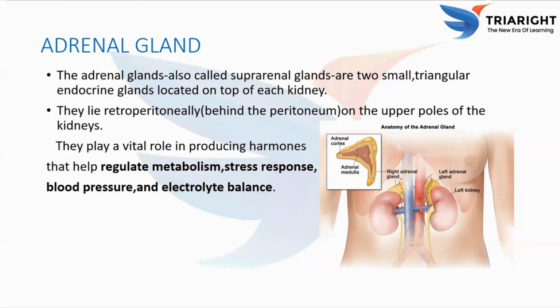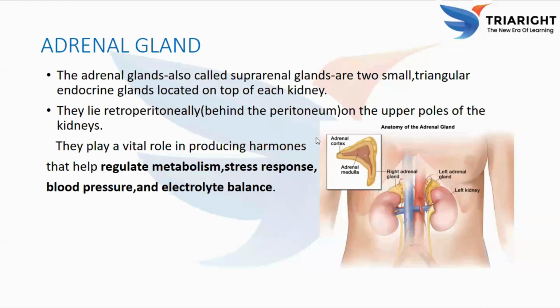Coming to the middle zone, zona fasciculata, it secretes cortisol hormone. This cortisol hormone helps to control metabolism, reduces inflammation and also manages the stress. And the third zone, the inner zone called zona reticularis, secretes the androgen hormone. What is the function of androgen hormone? It contributes to the development of secondary sex characteristics. This is all about the adrenal cortex, which is the outer layer.